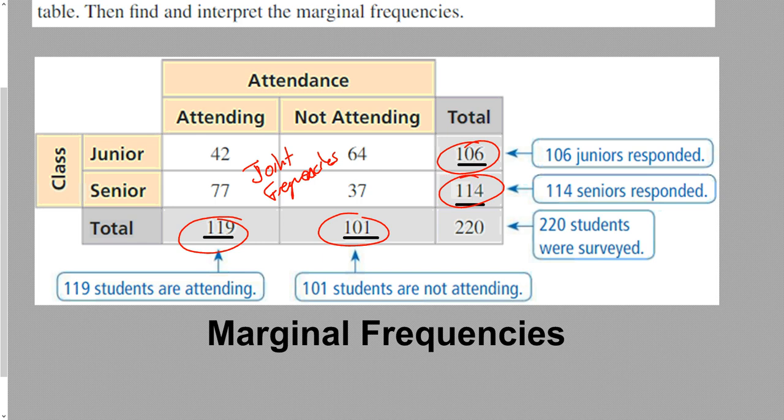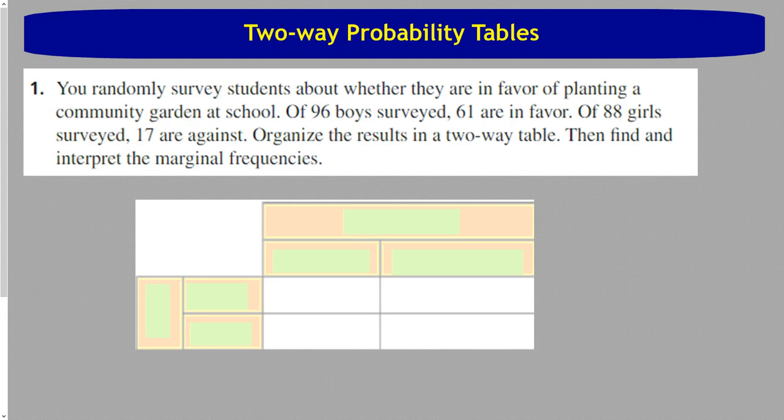Okay, make sure we have those definitions sorted out. Here's a yo-yo. You randomly survey students about whether they are in favor of planting a community garden at school or not. Of 96 boys surveyed, 61 are in favor, and of 88 girls surveyed, 17 are against. Organize these results into a two-way table, then find and interpret the marginal frequencies. Go ahead and pause this, take 2 or 3 minutes to get this table filled out, and then come on back and we'll talk about it together.